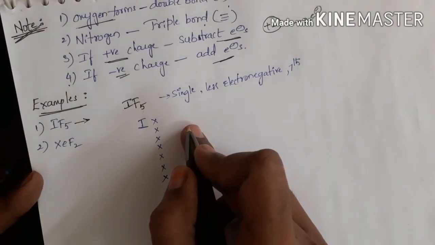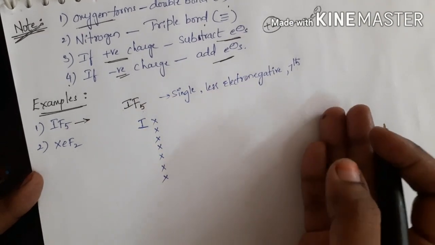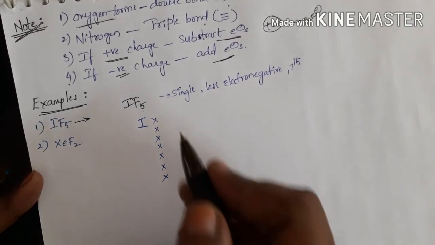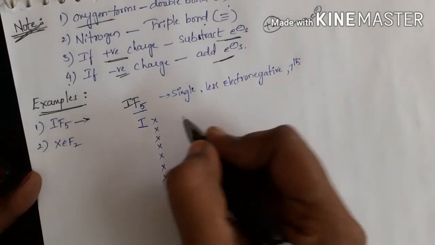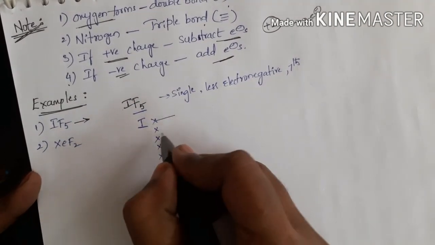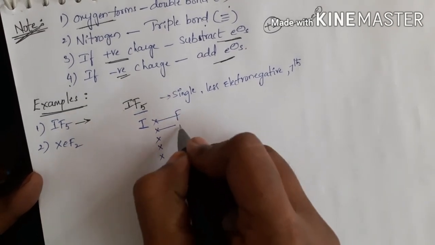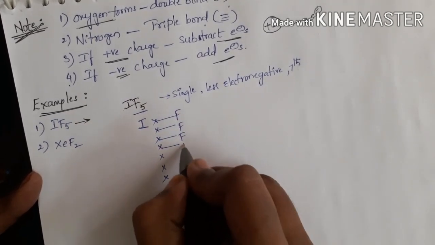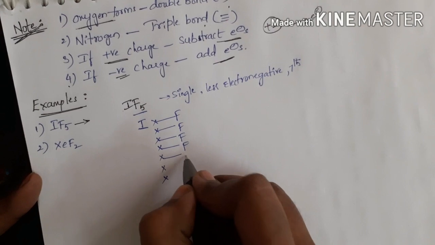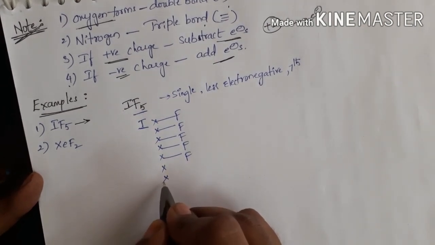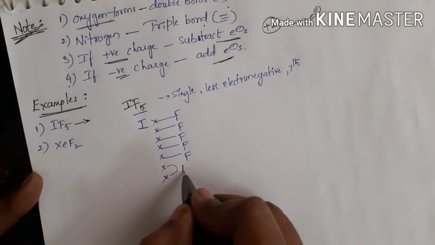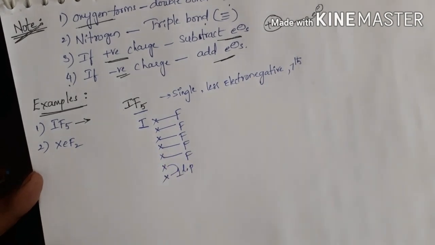Is there any charge on the molecule? No. So no need to add or subtract electrons. 7 electrons are present. How many fluorines are present? 5. Then put 5 bonds like this with 5 electrons: 1, 2, 3, 4, 5 electrons. Here 2 lone pairs are present. Non-bonding electrons are called lone pairs. That is, 1 lone pair is present.